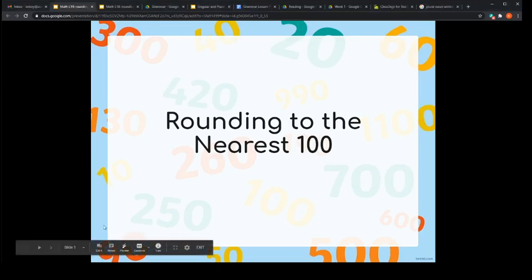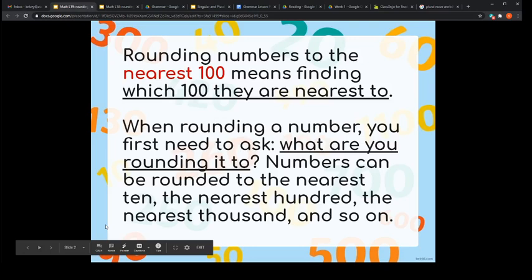Welcome back, grade 4. Today in math class, we're going to be rounding to the nearest 100. Rounding numbers to the nearest 100 means finding which 100 they are nearest to. When rounding a number, you first need to ask, what are you rounding it to? Numbers can be rounded to the nearest 10, the nearest 100, the nearest 1,000, and so on.